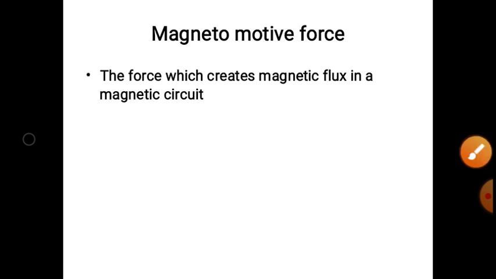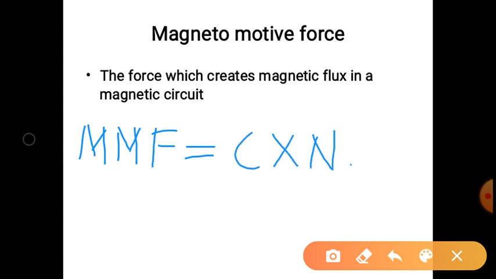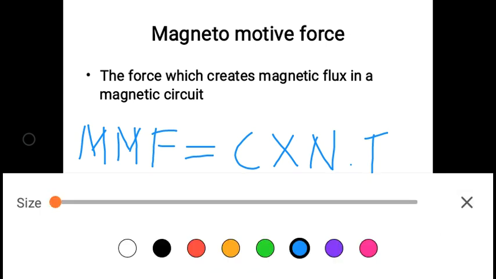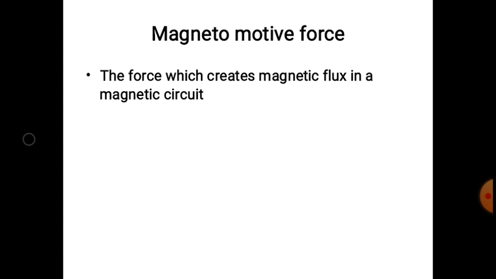So moving to the next concept, it is magnetomotive force. Magnetomotive force is a force which creates a magnetic flux in a magnetic circuit. It is similar to the EMF in case of electrical circuit. So how do we represent this? It is represented as MMF, which is nothing but magnetomotive force, which is given as current into number of turns. So it is measured in terms of ampere turn. So it is the unit of this magnetomotive force. So we'll move to the next concept.